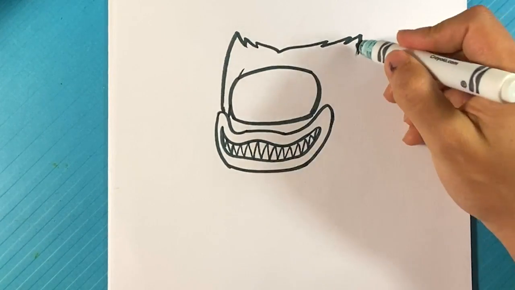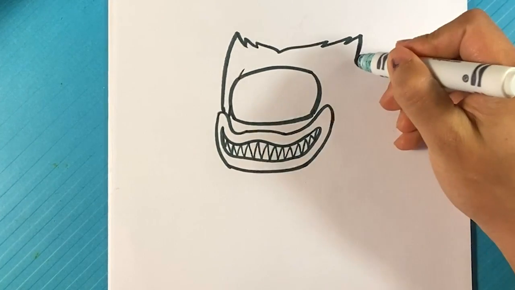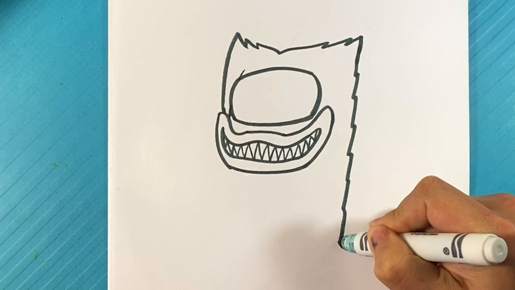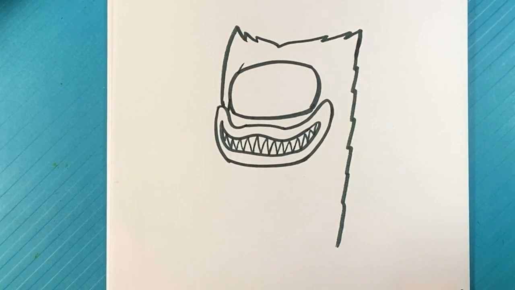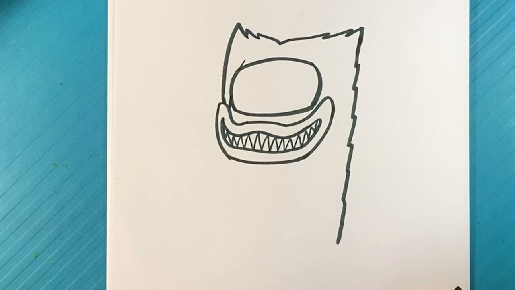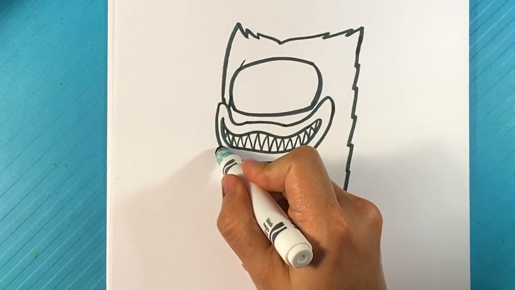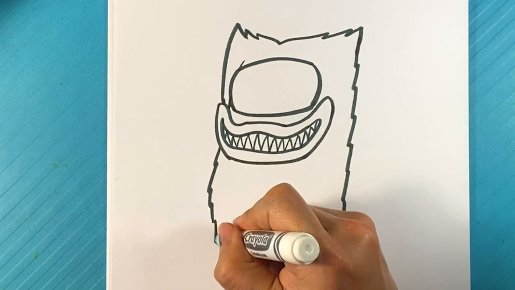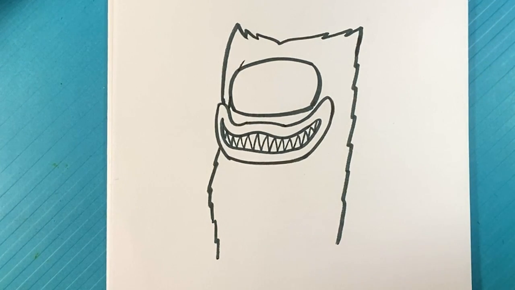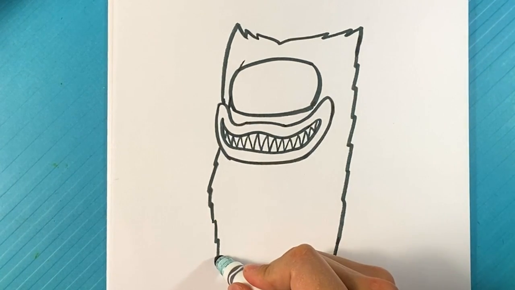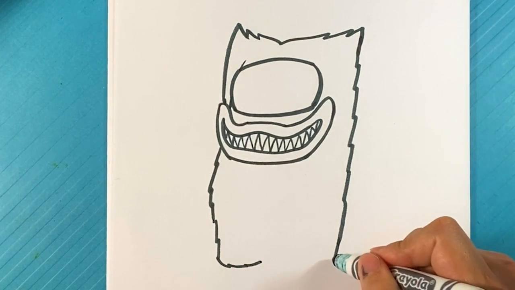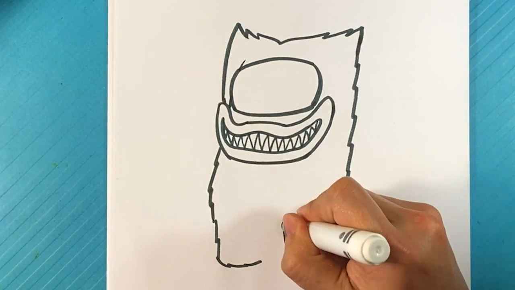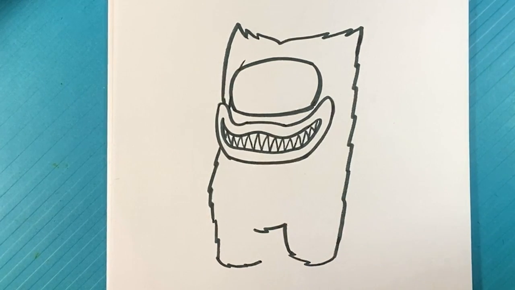Okay. So from here, I'm going to pull straight down into that Among Us crewmate body. On the way down, I'm going to draw a little fuzziness. Let's go here to the front. I'm going to draw the front of that fuzzy body. Down here. Curve underneath. Curve underneath. Up over here. Underneath the body there.